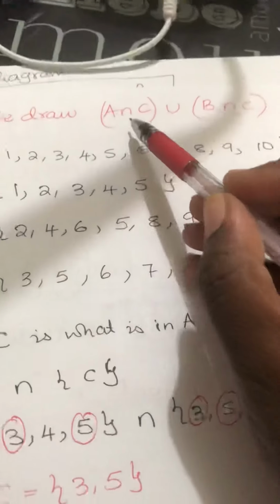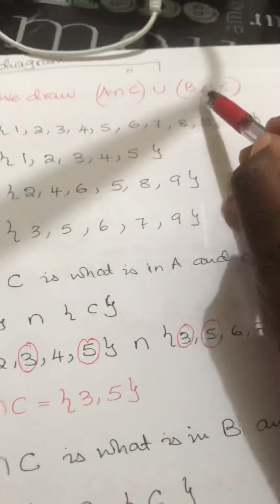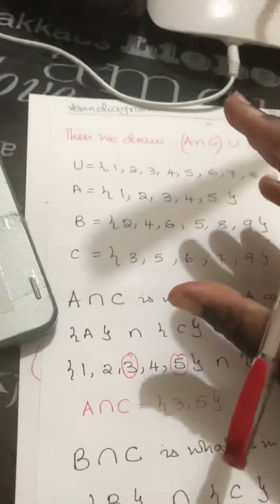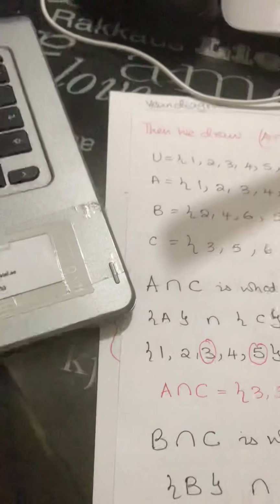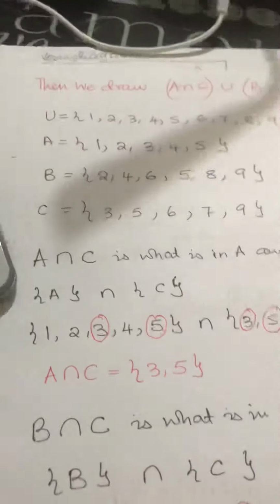Okay, so now let us do this one. A intersection C union B intersection C. You have to use the same set that you used for the other one that you're trying to prove is equal. You cannot change this. This has to be the same on both sides. Okay, so now we are doing the right side.